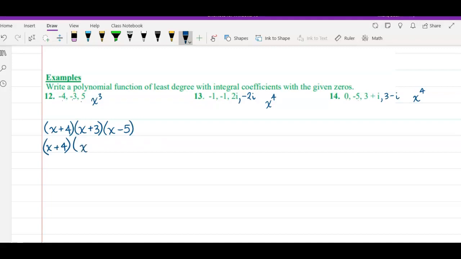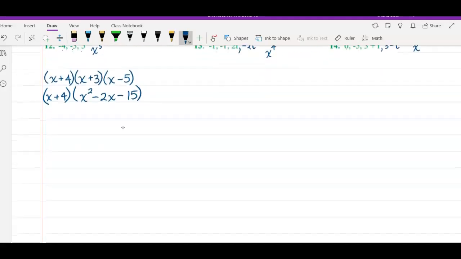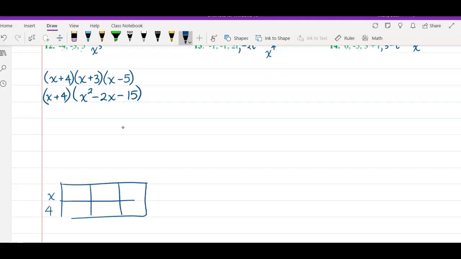x times x gives me x squared, 3x take away 5x is negative 2x. And then finally, 3 times negative 5 makes negative 15. Next, I probably would want to box this to get my final answer. So I'm going to go out into my margin here, x plus 4 boxed with x squared minus 2x minus 15 gives me x cubed minus 2x squared minus 15x, 4x squared minus 8x minus 60.